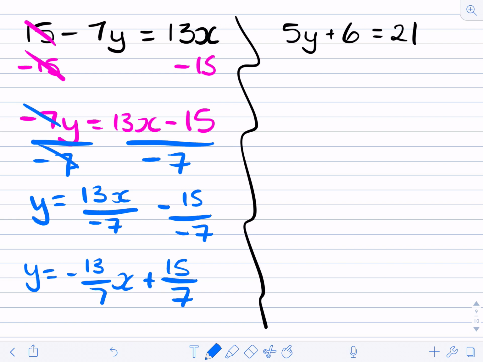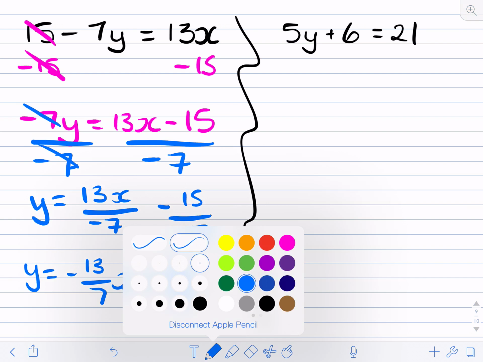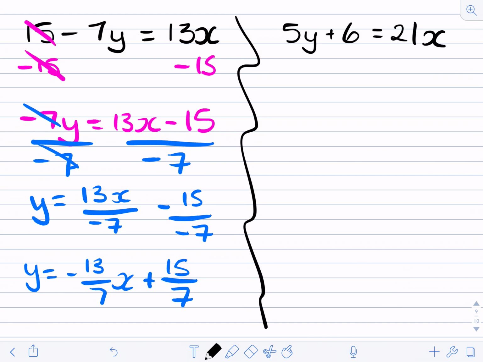5y plus 6 equals 21x. Again, I forgot the x. My apologies. So now, in order to get y by itself, I'm going to get rid of the 6 first, because remember, we leave whatever was with the pronumeral to last. So, minus 6, I'm left with 5y equals 21x minus 6.